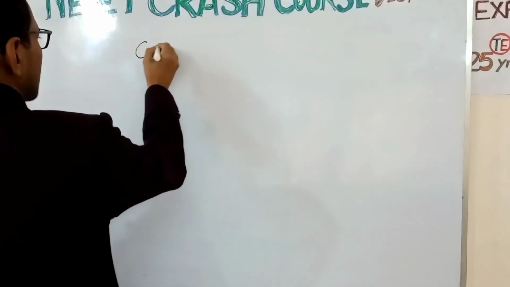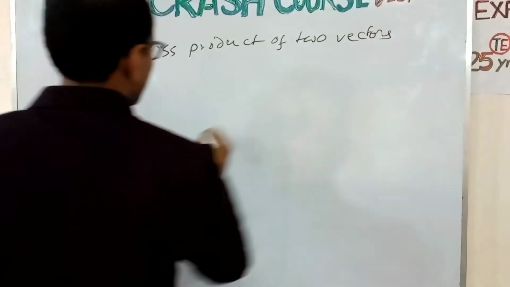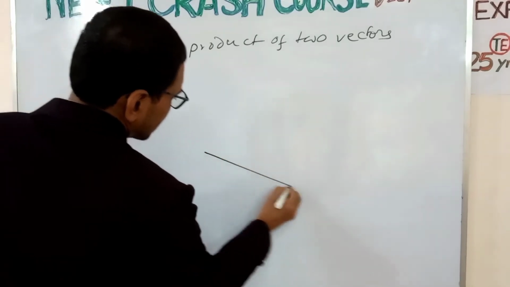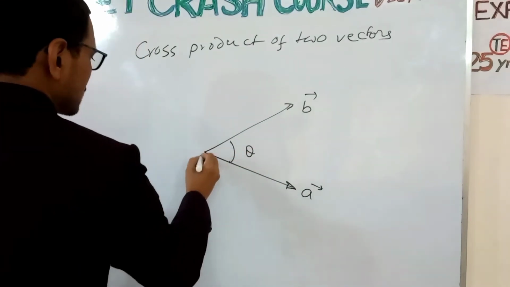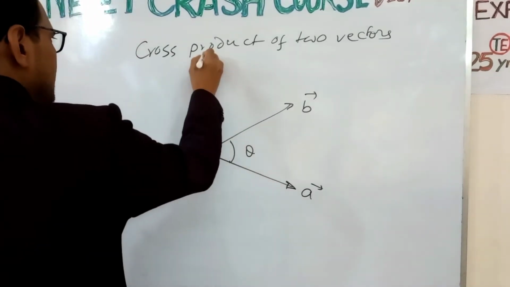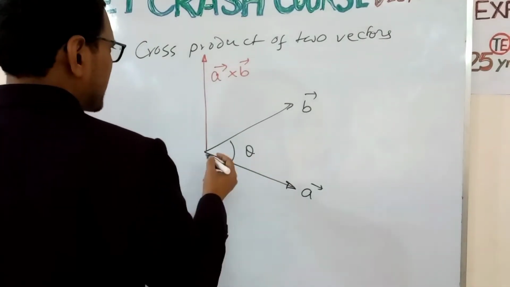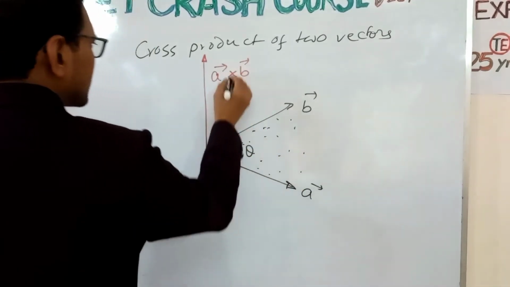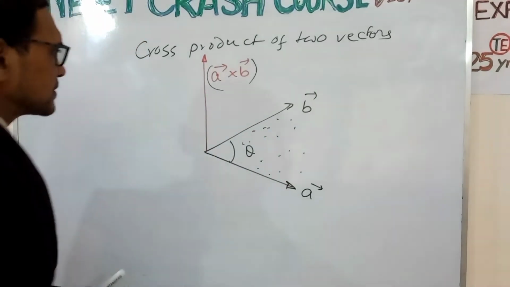Now cross product of two vectors. What is the cross product of two vectors? The direction is very important. Suppose this is vector a and this is vector b, and the angle between the two vectors is theta. So the direction of a cross b is in this direction, that is, a cross b is perpendicular to the plane containing a and b. A and b lie in this plane, so the direction of a cross b will be perpendicular to this plane, and this is determined by the right hand thumb rule.